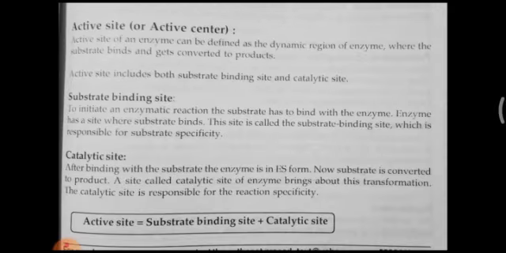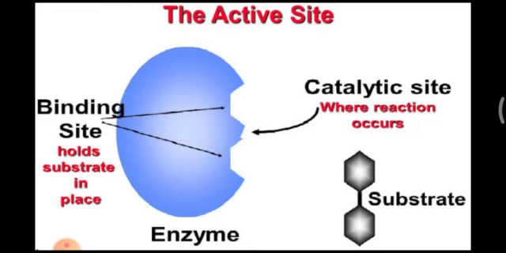So this is the enzyme in blue color. In ash color, or silver with a black border, you can see the substrate. You can see the shape of the substrate and where it is going to bind. It will bind to a particular area in the enzyme that is called the active site. This area, which has the shape of the substrate, is where the enzyme is going to bind with the substrate. In that active site, on the left side you can see the binding site, and on the right side you can see the catalytic site.